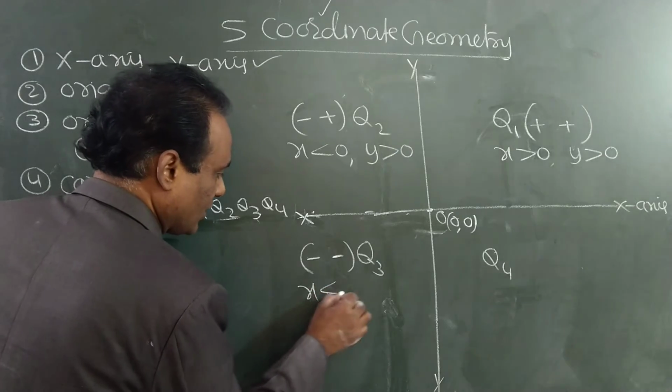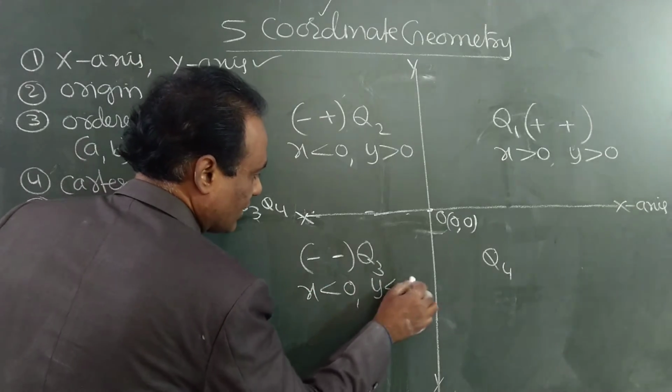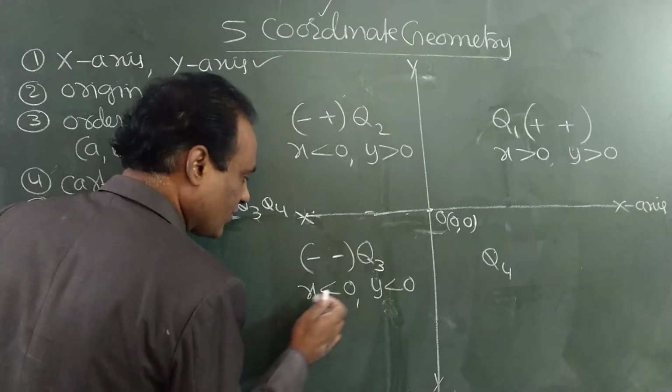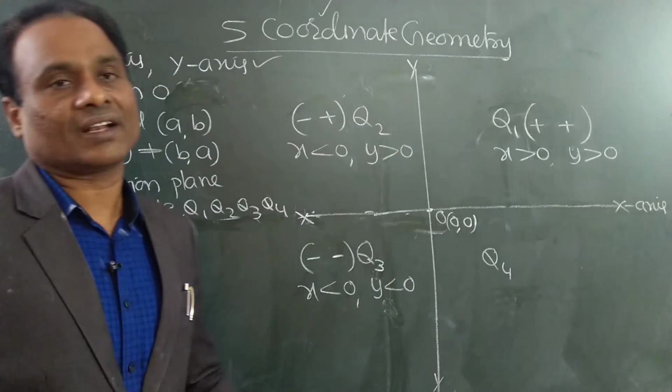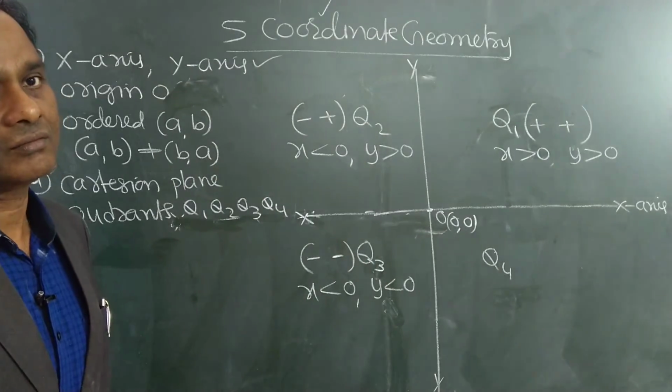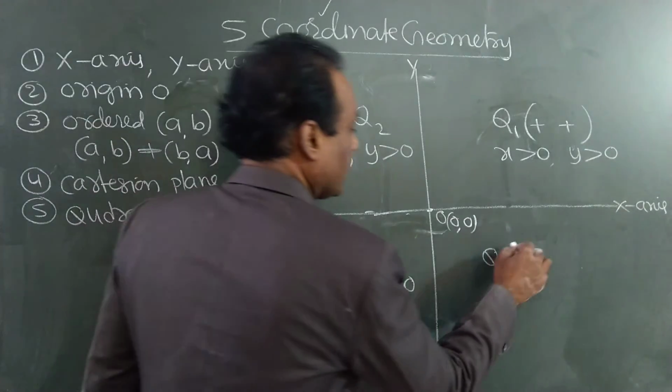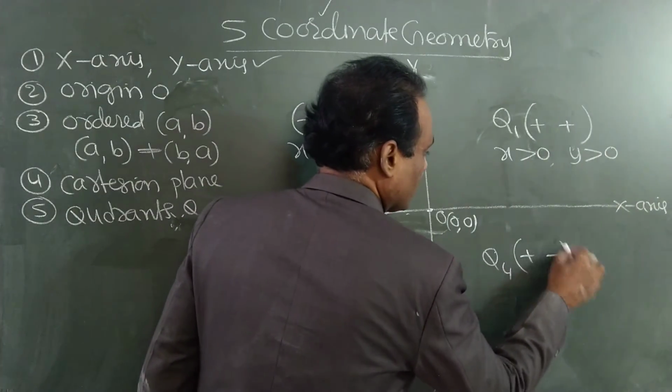In the third quadrant, both x and y are negative. That means x is less than 0, y is less than 0. So if x is less than 0, y is less than 0, it lies in the third quadrant. Fourth quadrant, x is positive, y is negative.